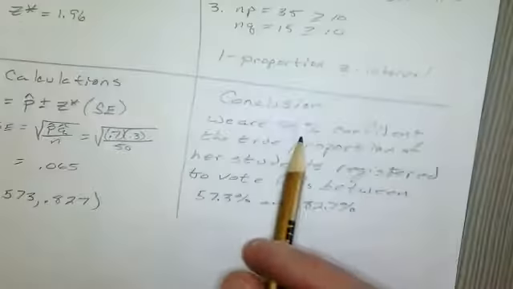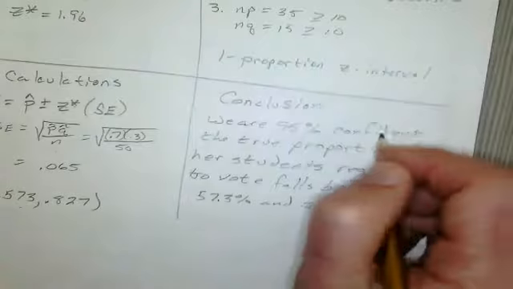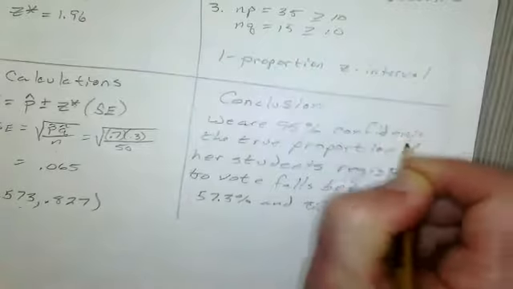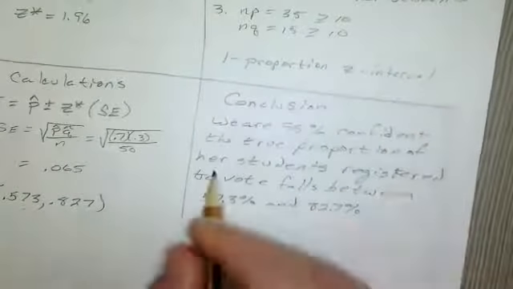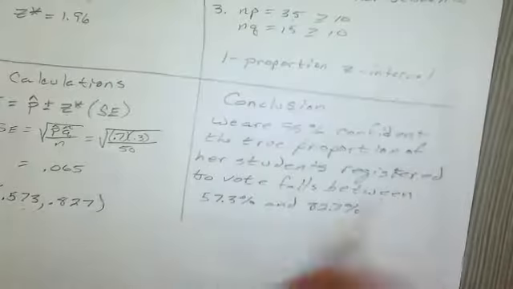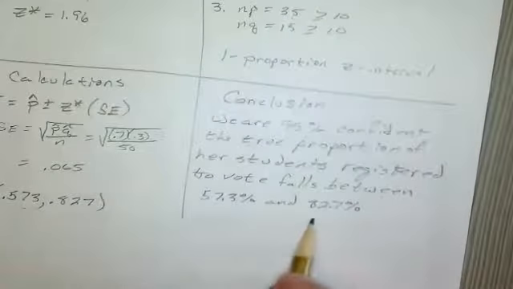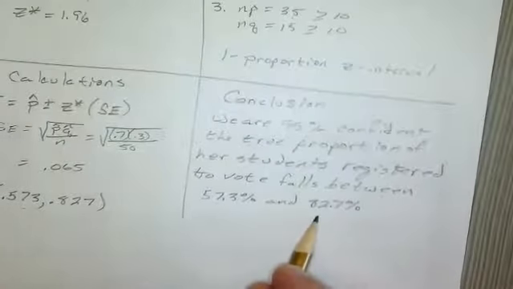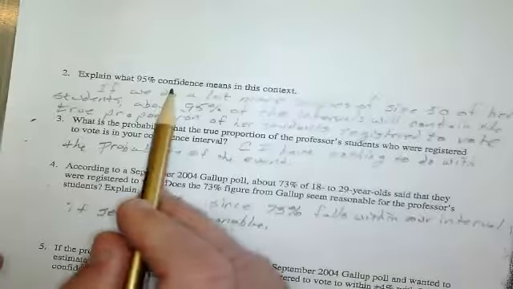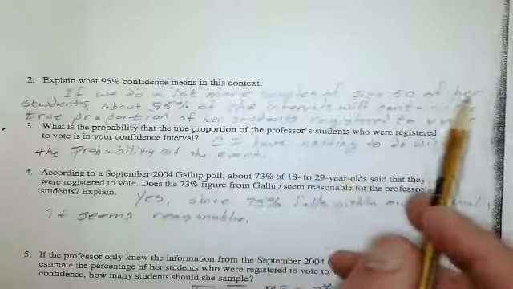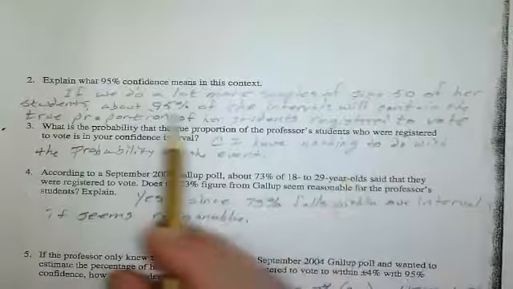So then we are 95% confident the true proportion of her students registered to vote falls between 57.3% and 82.7%. What does that mean in context? If we do a lot more samples of size 50 of her students, about 95% of the intervals will contain the true proportion of her students registered to vote.